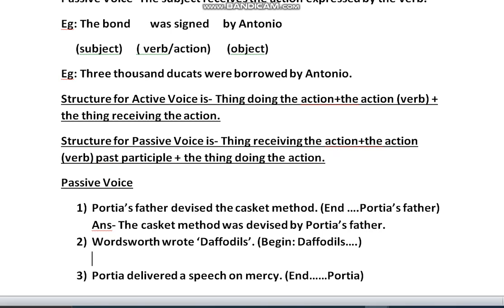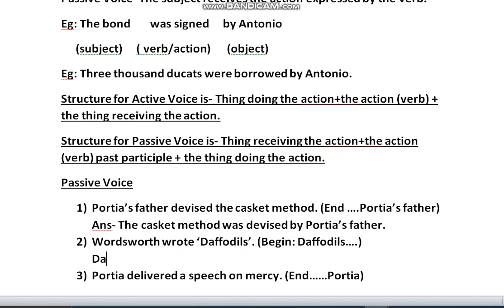Next question is, Wordsworth wrote Daffodils. Wordsworth is the subject, wrote is the action, and Daffodils, the poem, is the object. They're asking us to begin the sentence with Daffodils. And Daffodils was the object, written in the end. So when we begin the sentence with a word that was the object, we are changing its voice. Now it will become a passive voice.